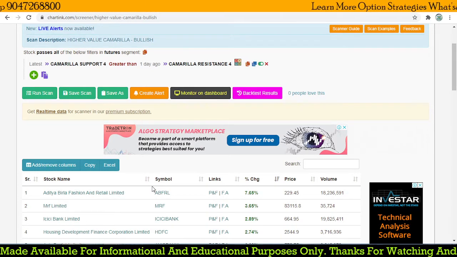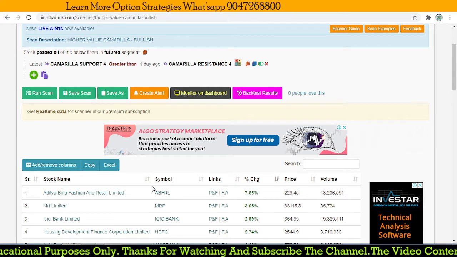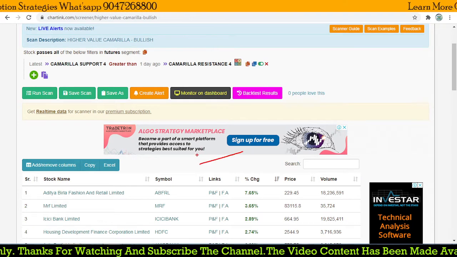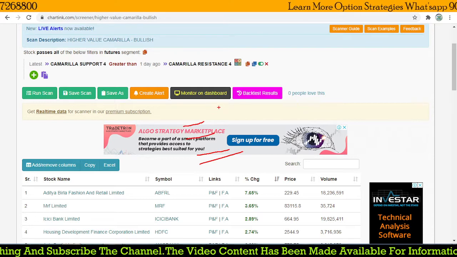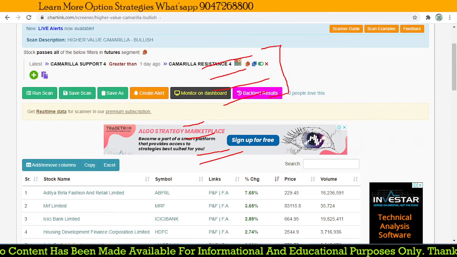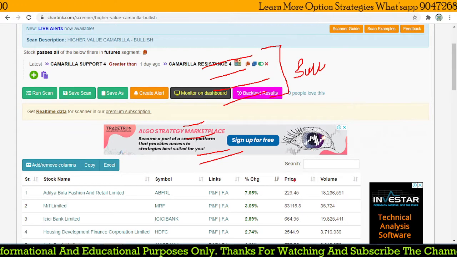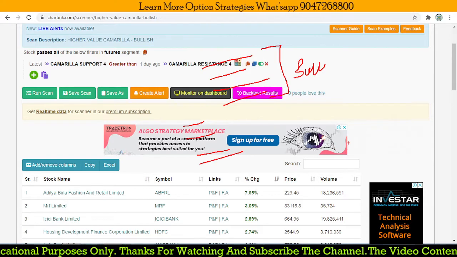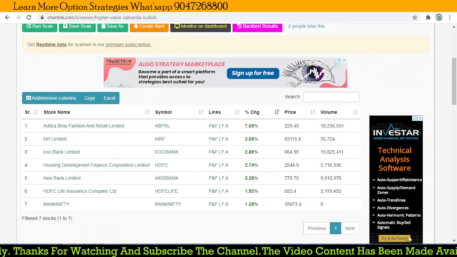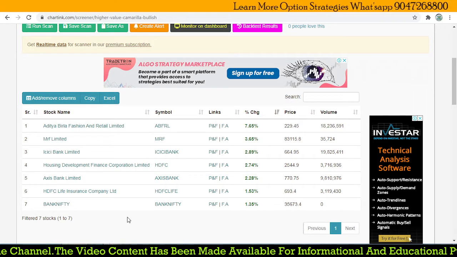Here the support level is greater than the resistance. It is simply a higher value, as we already mentioned, this kind of pattern. Stocks having this pattern, with higher value today or tomorrow, we can focus on for bullishness. Let's remember the list: around 7 stocks, and even Bank Nifty we can focus on for a bullish trend.